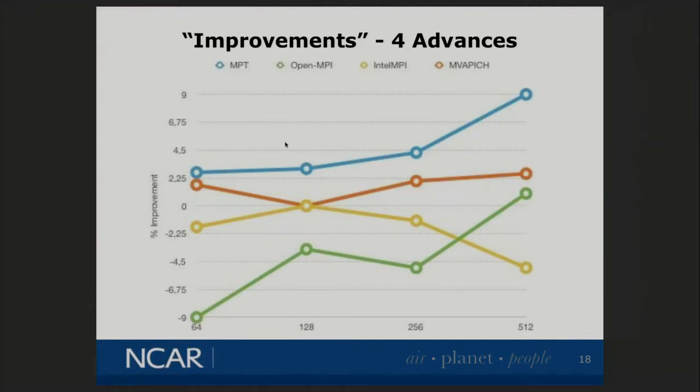As you can see, MPT performs the best, and we can reach 9% improvement for 512 processes, sorry. MVAPICH does pretty well, never goes negative, which is good, but it reaches 2.25, a little bit less, mostly because it has not been tuned at all in this case. For Intel and OpenMPI, it's negative or 0 at best. OpenMPI is probably the one that performs the worst, minus 9% performance improvement for 64 processes.